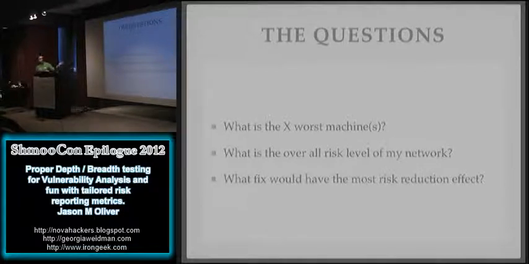So the questions I always get: what is the worst machine? What are the worst 10 machines? What are the worst 20 machines? Executive summary type of stuff. What's the overall risk of my network? How do you boil down somebody that's got all these critical holes and all these problems to high, moderate, or low without just saying everybody's high all the time? And then also how to fix it.